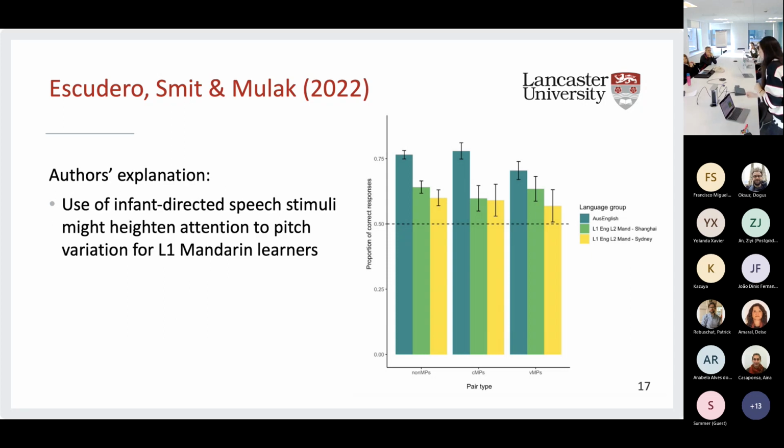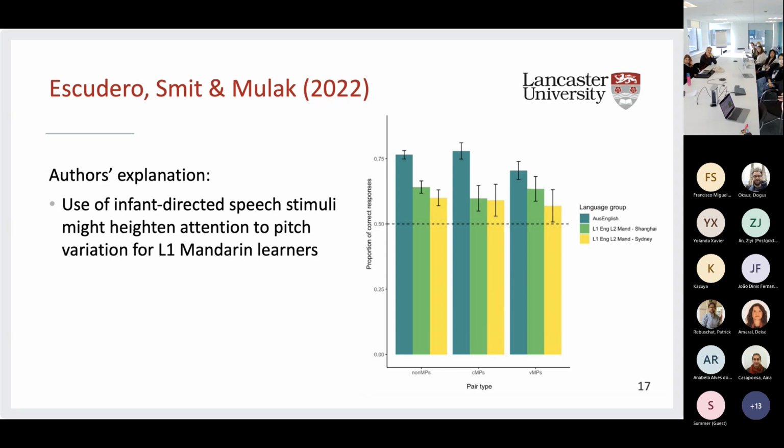And the authors explained this in terms of their stimuli. So they used infant-directed speech in this study, which is more exaggerated and had more pitch variation in the stimuli. And they think this might attract Mandarin native speakers' attention to the pitch variation, because there are pitch changes and tonal changes in Mandarin. And they think this might affect their performance. So one possible direction is that they could try the task again using adult-directed speech.